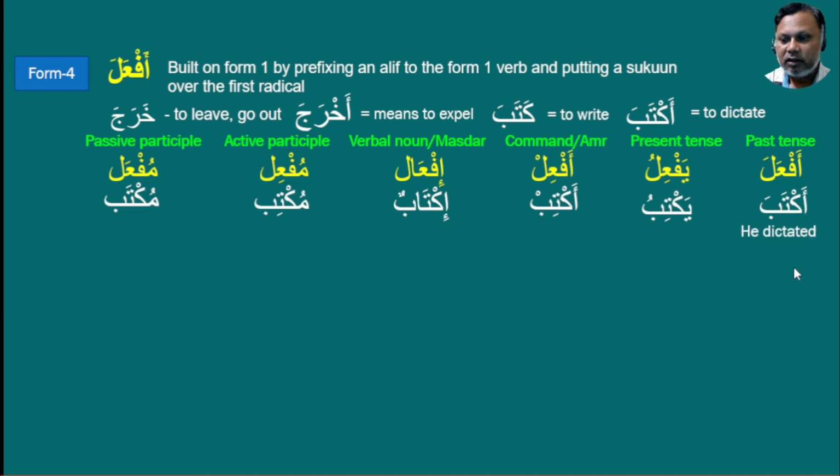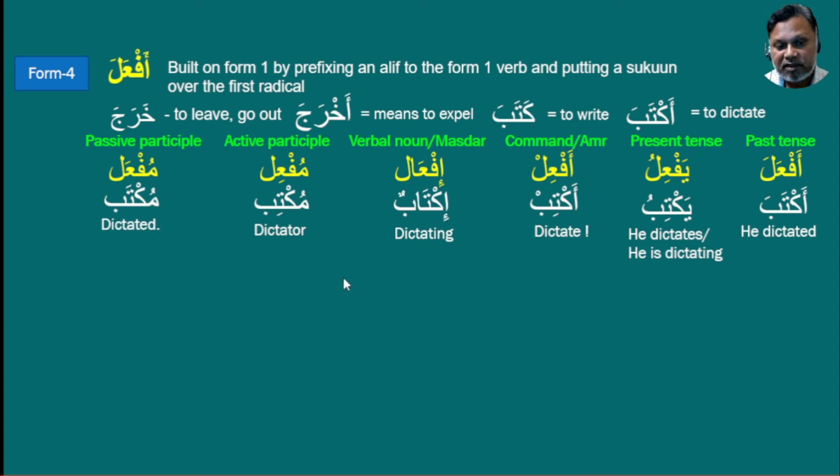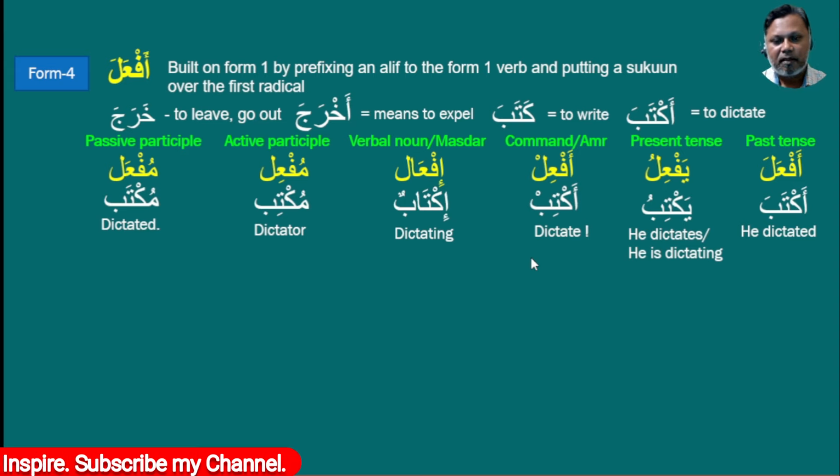Now let's see the meaning. Aktaba means he dictated, and the present tense means he dictates or he is dictating. And the command is dictate. The verbal noun is dictating, the active participle is dictator, and the passive participle is dictated. So these are the form 4 verb uses. We can use form 4 verbs in different ways.